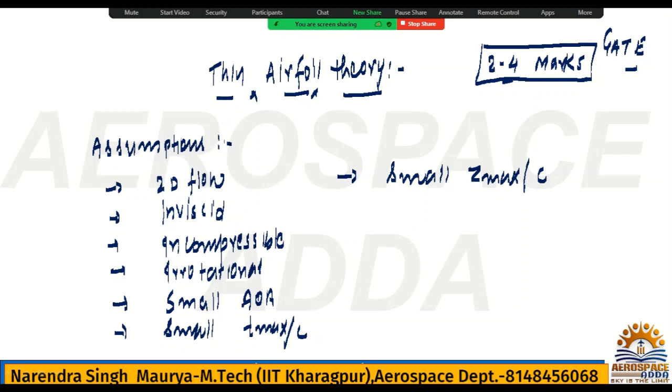What is z max by c? What is t max by c? I will tell you. So it is restricted for these points. I mean, it is valid for 2D flow, inviscid, incompressible, irrotational, small angle of attack, small t max by c, and small z max by c. This is the assumption. They may sometimes ask assumptions in a few PSU exams or even in GATE also. So be aware of this. It is very important.